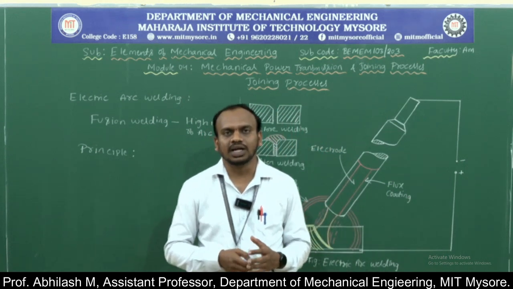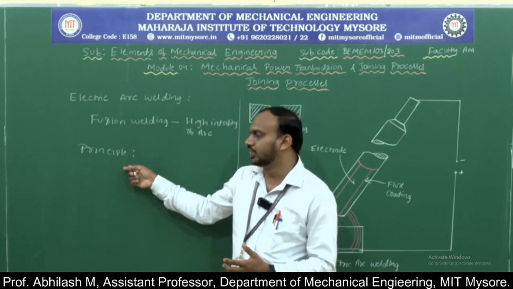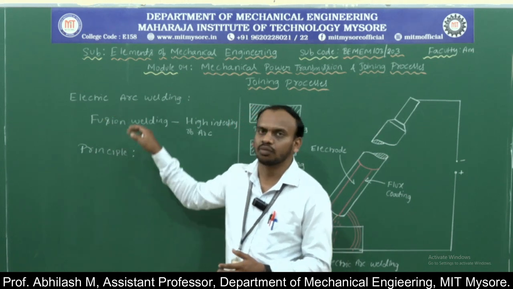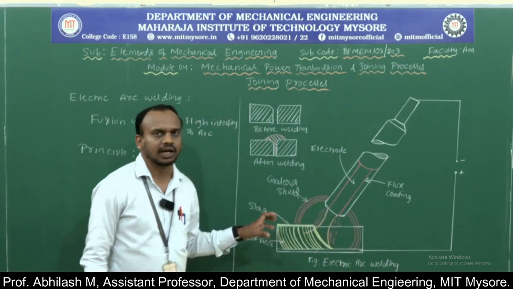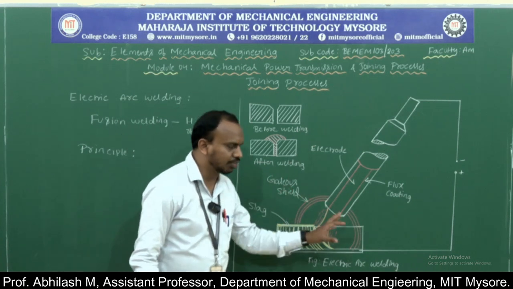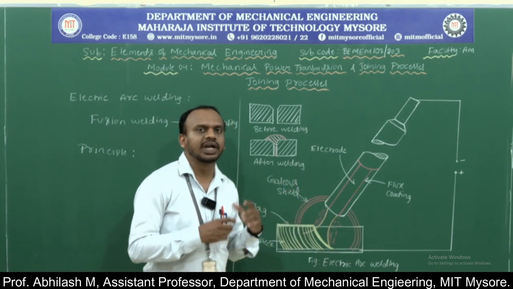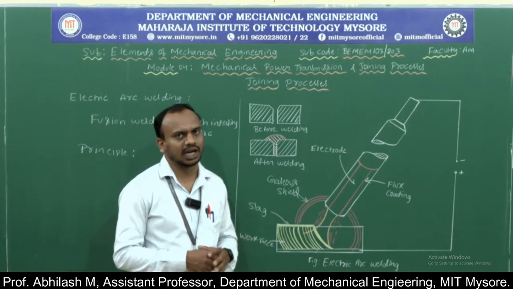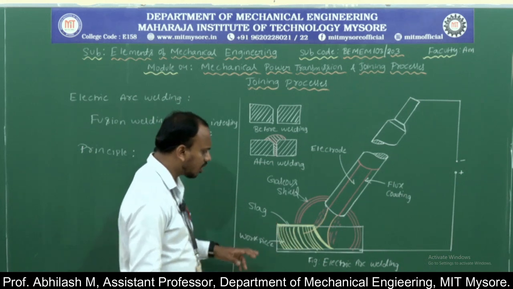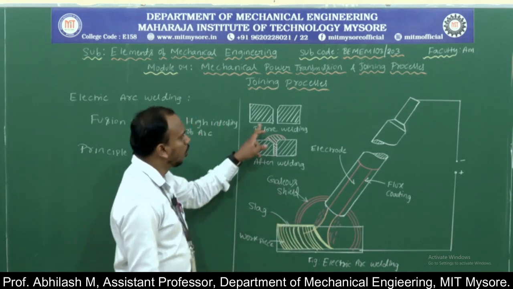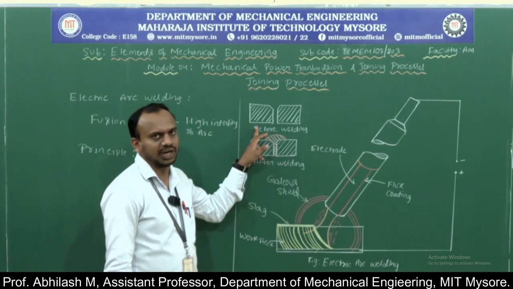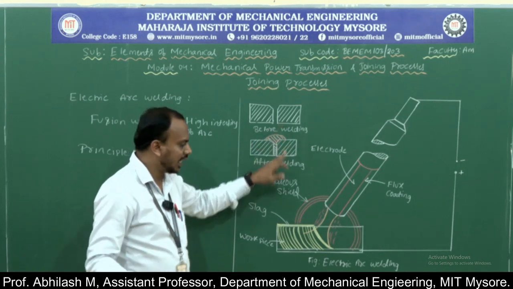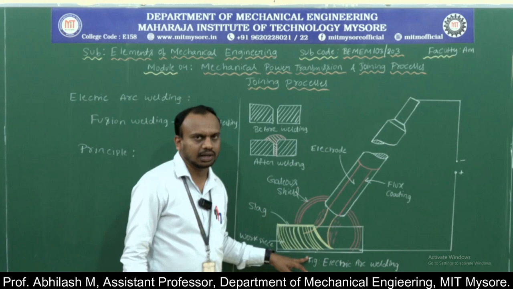Now, having understood the definition as well as the principle, let us directly move to the working principle of electric arc welding through a schematic diagram. Before coming to the actual process, let us learn what components are required for this particular process. The first thing is we require two workpieces that need to be joined. These two workpiece surfaces will be thoroughly cleaned first and placed on a work table.